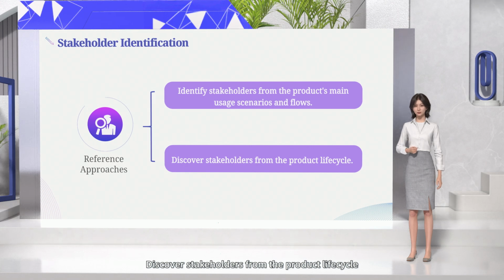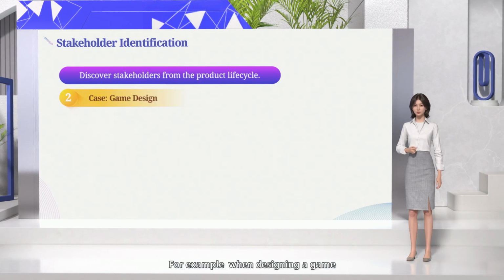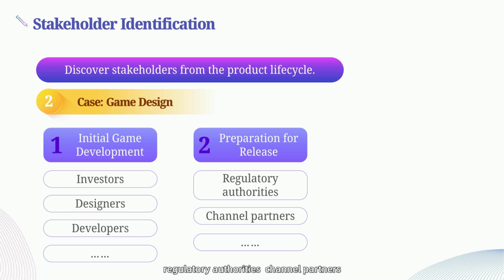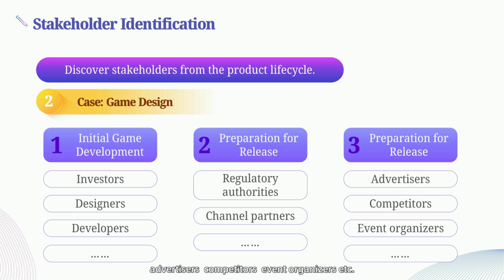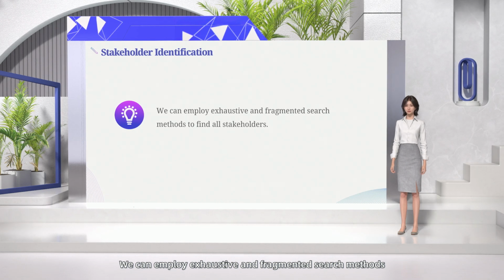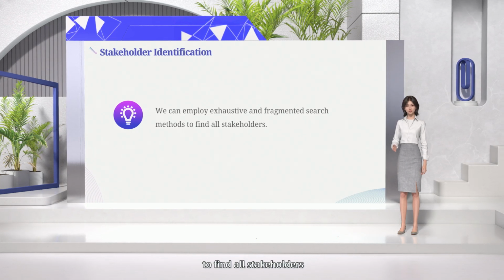Discover stakeholders from the product lifecycle. For example, when designing a game, stakeholders may include investors, designers, developers, regulatory authorities, channel partners, advertisers, competitors, event organizers, etc. We can employ exhaustive and fragmented search methods to find all stakeholders.